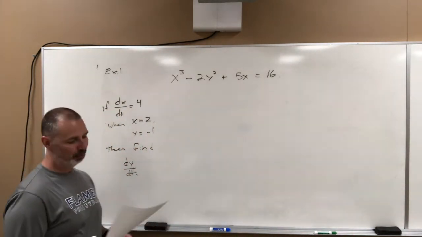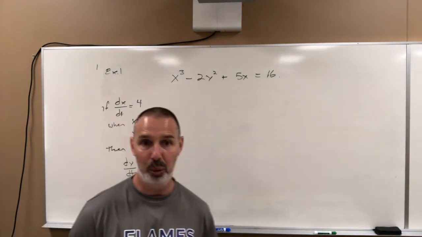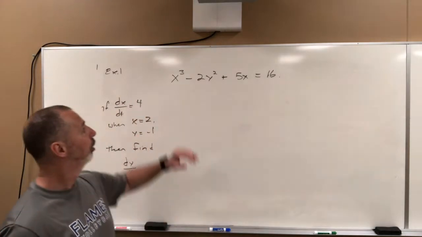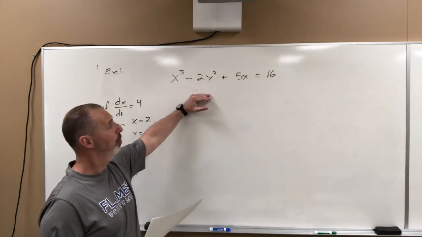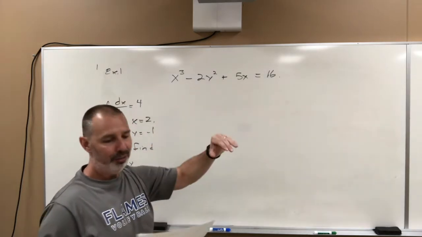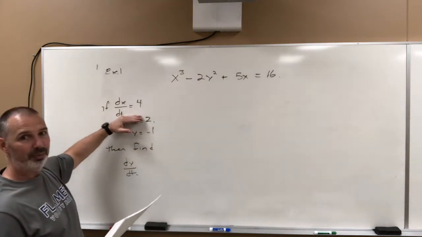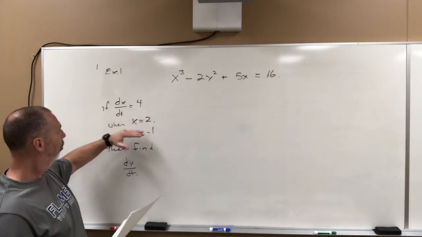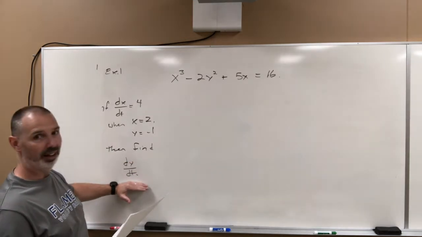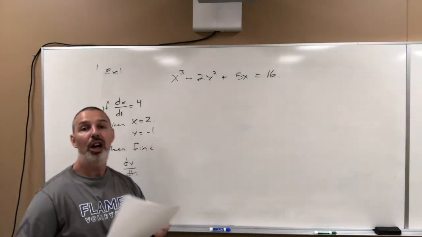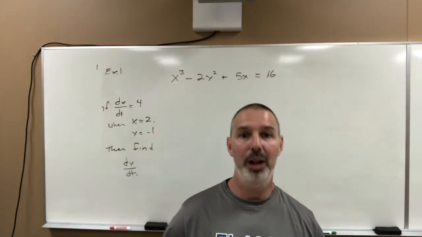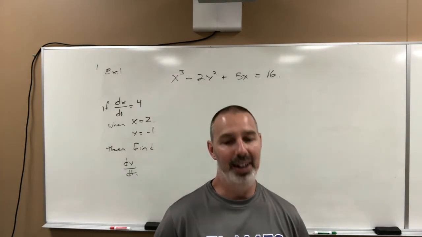The first question behind me simply states, 2 variables, x and y, are functions of time and are related by this equation, x cubed minus 2y squared plus 5x equals 16. If dx dt equals 4, when x equals 2 and y equals -1, find dy dt. So this is not a real world situation necessarily, this is just a question. Here's a formula, differentiate it with respect to time.